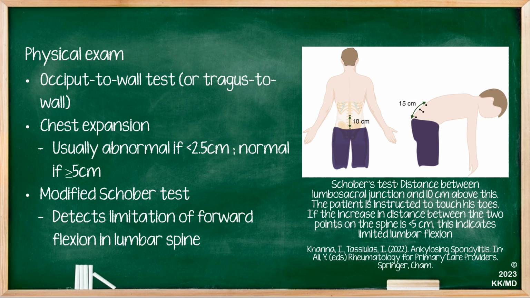You can look at chest expansion, which usually is abnormal if it's less than 2.5 centimetres and normal if it's 5 or more centimetres. And finally, the modified Schober test, which detects limitation of forward flexion in the lumbar spine, and this is demonstrated in the image to the right. So as you can see, we're looking at the distance between the lumbosacral junction and 10 centimetres above this. And when the patient is asked to bend over and touch their toes while keeping their legs straight, we're looking for a distance of more than 5 centimetres. If this is less than 5 centimetres, this indicates that there is limited lumbar flexion.